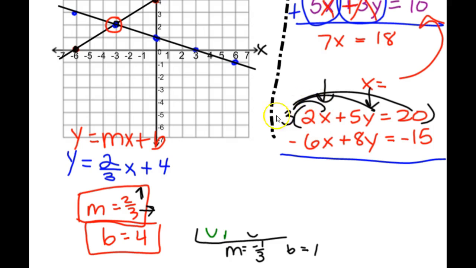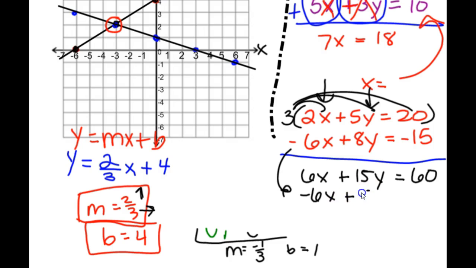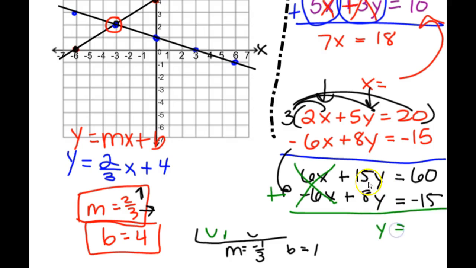We need one to be positive. This will end up positive, and this is negative. So we'll have 6x, 5 times 3 is 15y, and 2 times 3 is 6, so that's 60. The bottom equation I would just rewrite. And then we would add our equations together just like we did before. These two would eliminate. We would add these. 15 plus 8 more give us 23y. And 60 minus 15 would be 45.